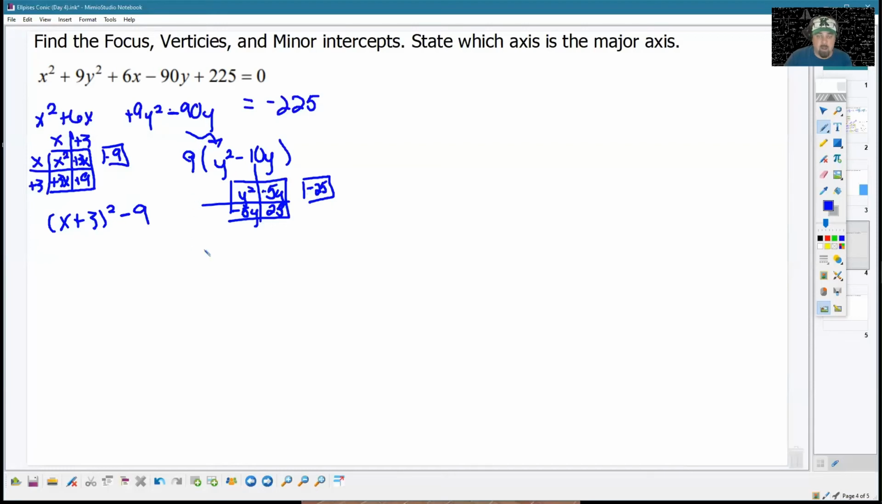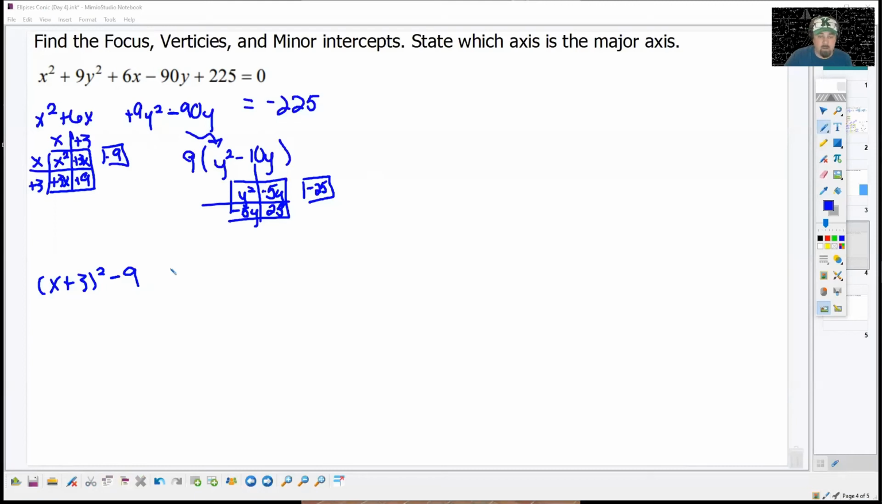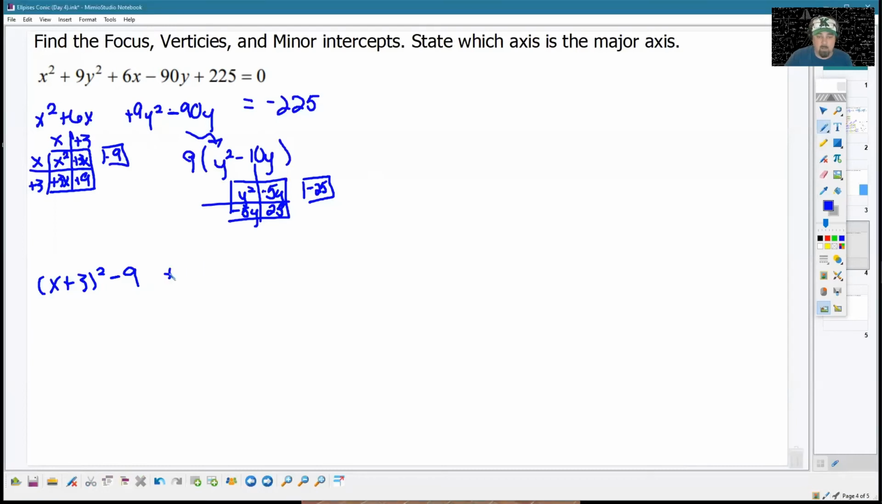So don't forget this 9's multiplying everything. Let's move this down just a touch so it matches up where the other stuff's going to be. So that means we have plus still, because we factored a positive 9. 9 times, and this is y minus 5, y minus 5. So we're going to get y minus 5, squared.